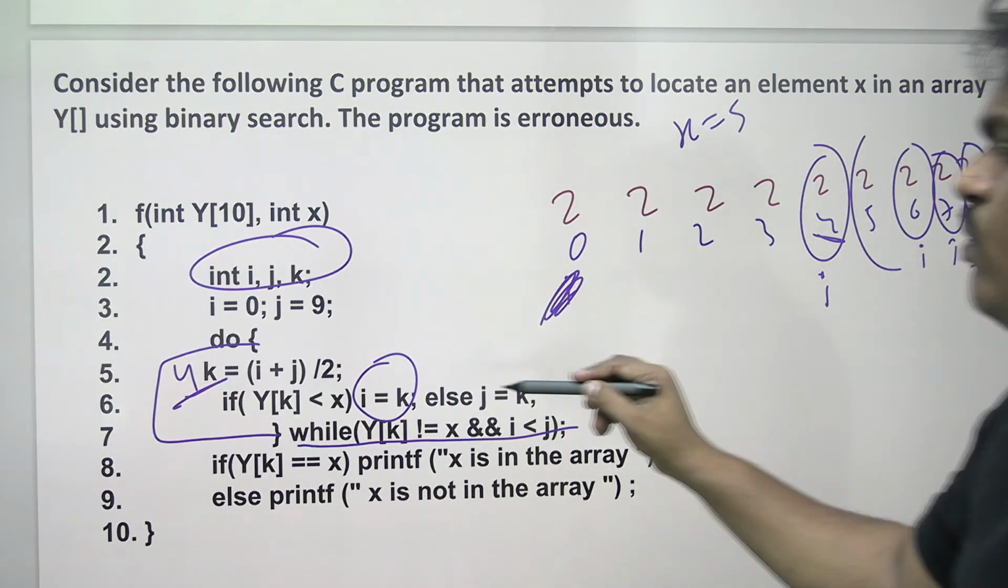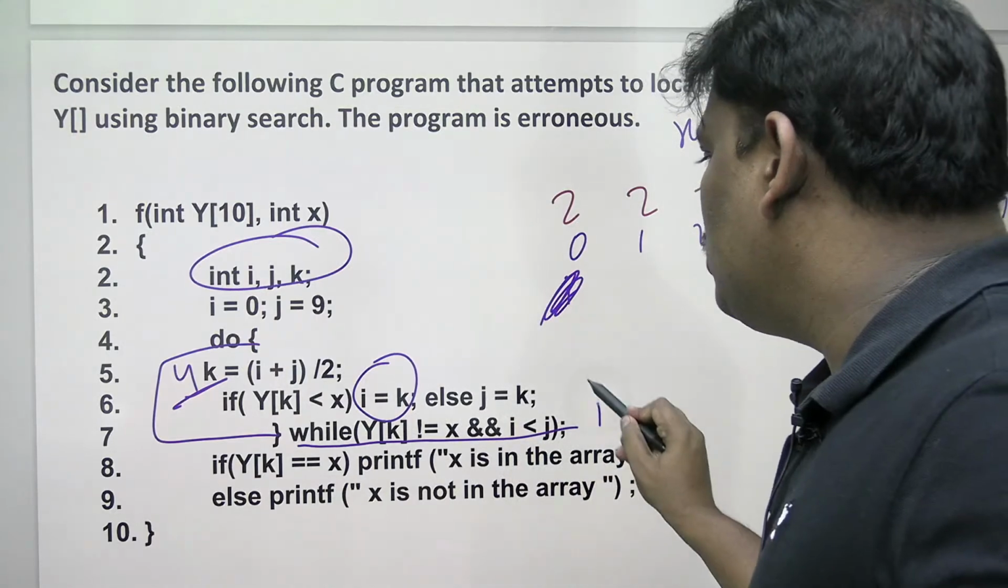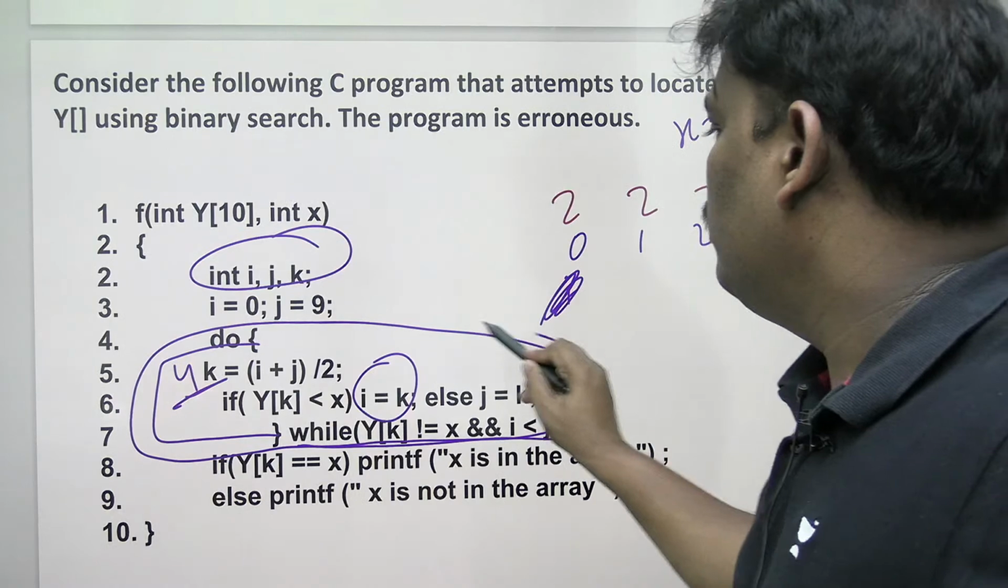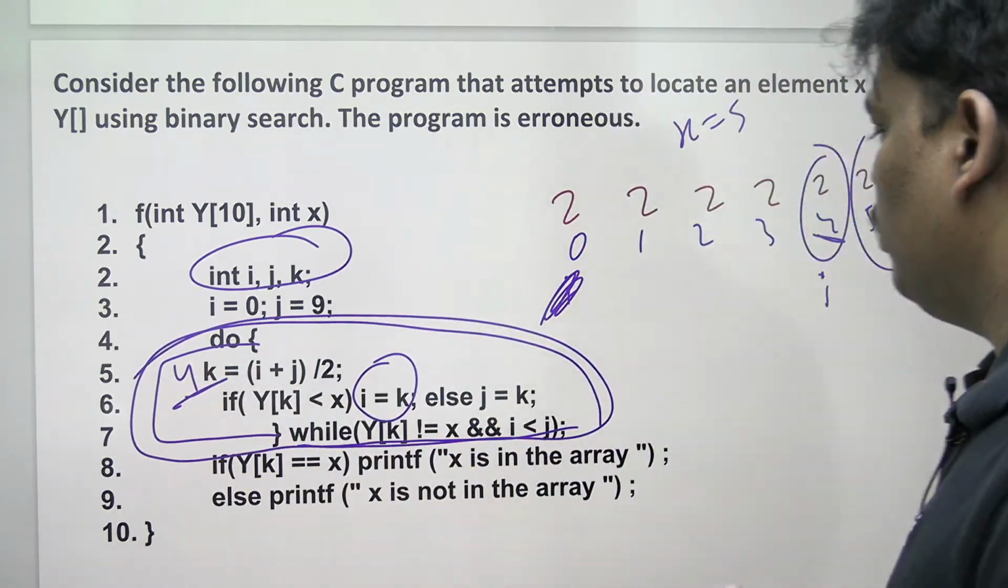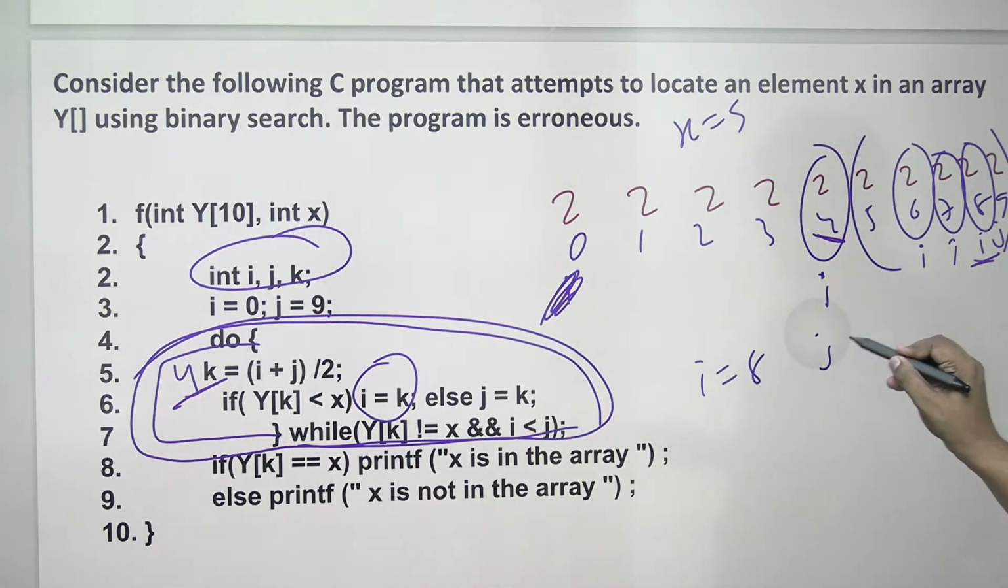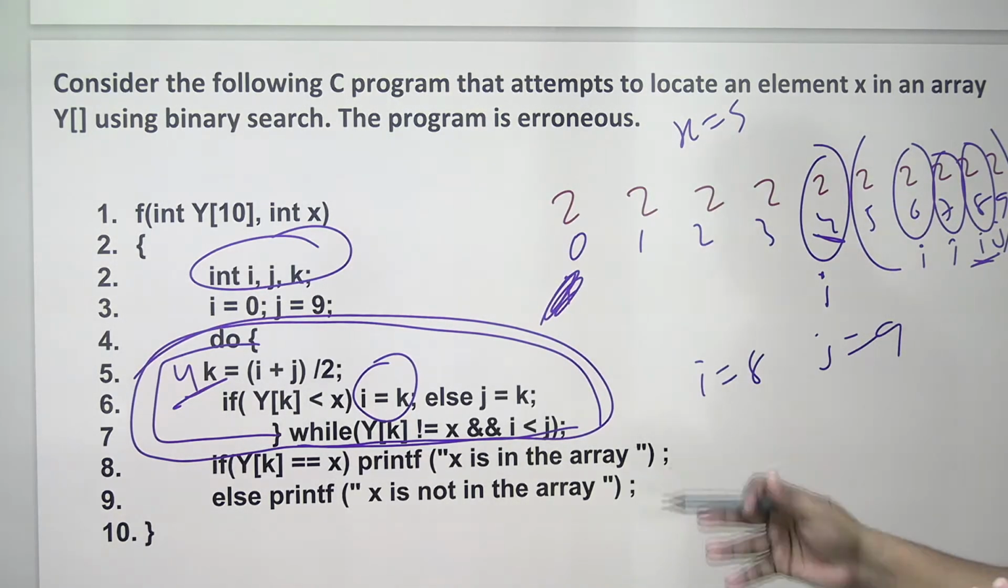If you observe clearly, at this place it is trying to go into an infinite loop. i value 8, j value 9, i value 8, j value 9, same. Because 8 plus 9, 17 by 2, 8 point something, again 8. It keeps on going and never comes out.